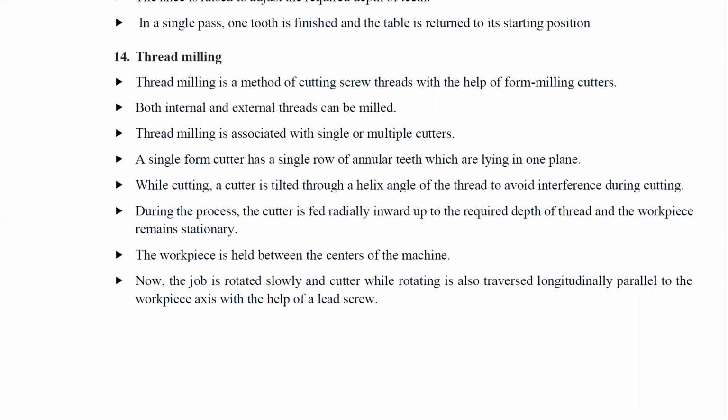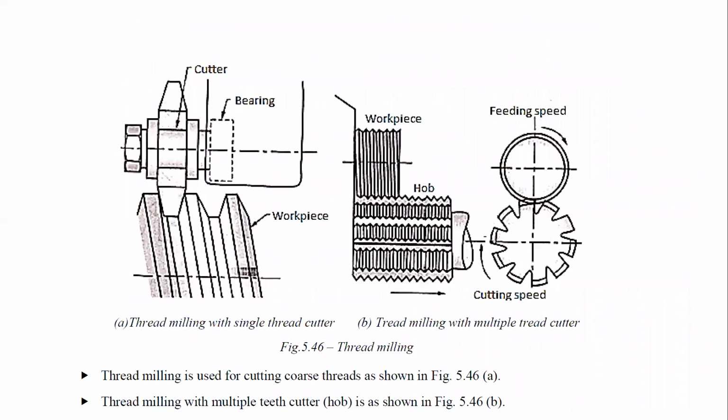A single form cutter has a single row of annular teeth lying on one plane, and the cutter is tilted through the helix angle of the thread to avoid interference during cutting. During the process, the cutter is fed radially inward up to the required depth of the thread and the workpiece remains stationary. The workpiece is held between the two centers of the machine. Now the job is rotated slowly, and the cutter, while rotating, is also traversed longitudinally parallel to the workpiece axis with the help of the lead screw.